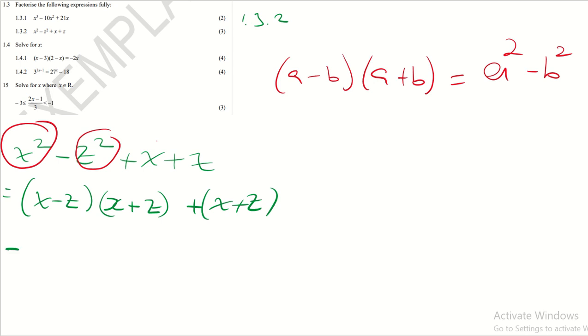You see there? Now take a close look. You have x plus z, you have x plus z. That means x plus z is common here. So let's take out the common factor x plus z. Then we'll be left with x minus z plus 1 here. Then here it is. We have done factoring this one.